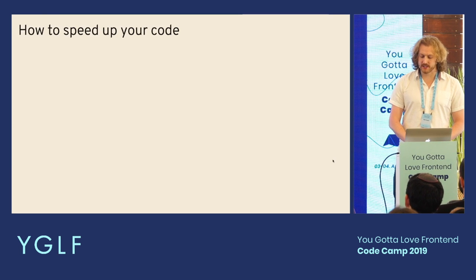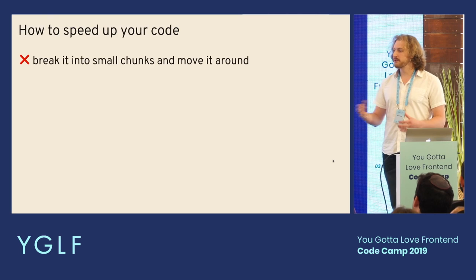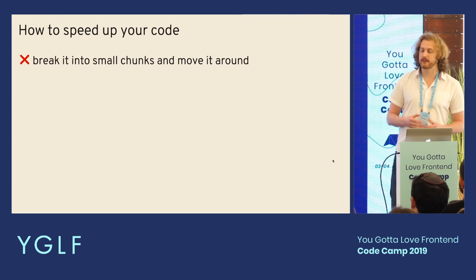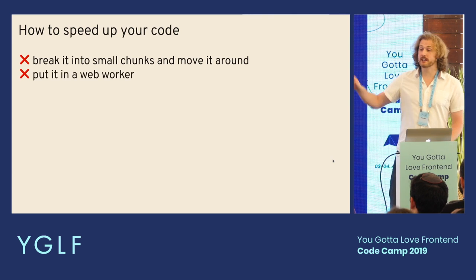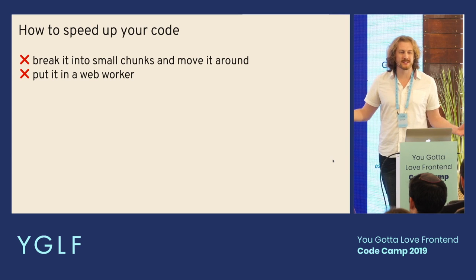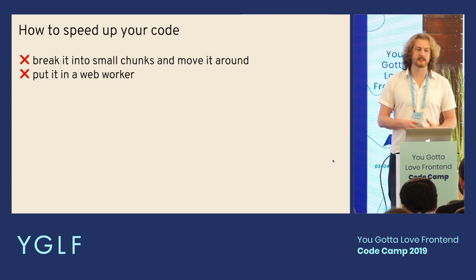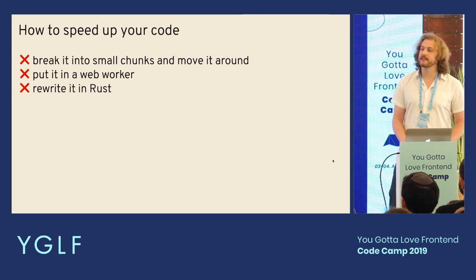So there are a few different strategies for speeding up our code. Breaking it up into small chunks and moving it around, like time slicing, doesn't really speed up your code. It might make it feel faster, but it doesn't fundamentally change what's happening. A few years ago, everyone was trying to put their code in web workers to unblock the main thread that way, but no one does that anymore because it turns out it just doesn't work. You can't move the code around into a different place and expect it to have a meaningfully different result. You can't even rewrite it in Rust, it turns out.